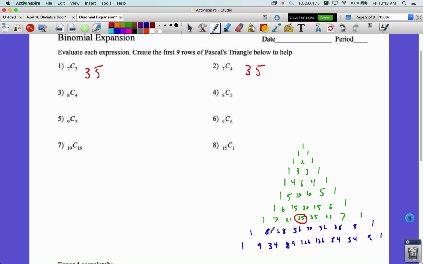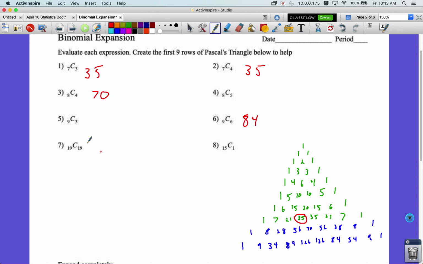8C4, so I go to the 8th row, the 4th term by starting at 0, so 0, 1, 2, 3, 4. Looks like a 70. You can get that one, you can get that one. I'll do 9C6 real quick. So it's really the 7th term in, so 1, 2, 3, 4, 5, 6, 7. It looks like an 84. Let me check that on my calculator. 9 nCr 6 does give me an 84.